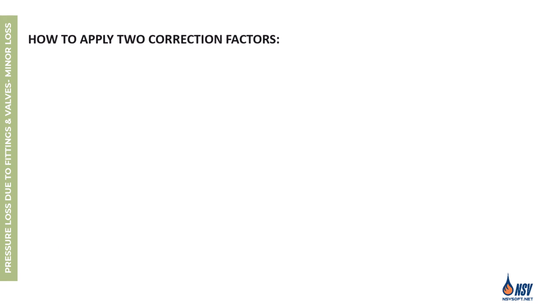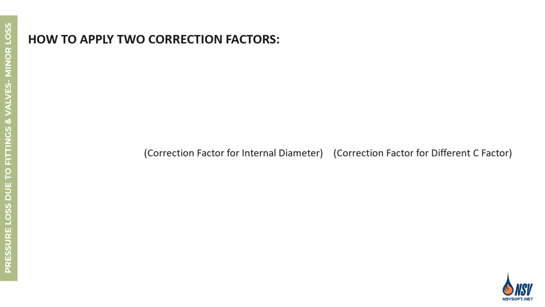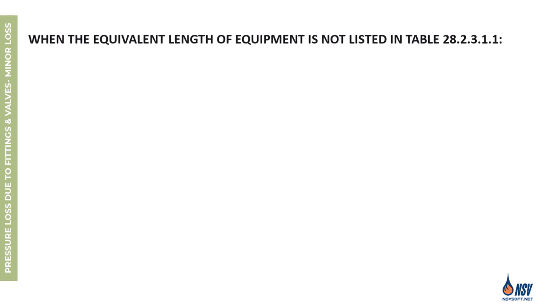In some cases, we may need to apply 2 correction factors, one for a different internal diameter and another for a different C factor. When this happens, simply multiply both correction factors by the value obtained from the equivalent length table to get the final adjusted length.